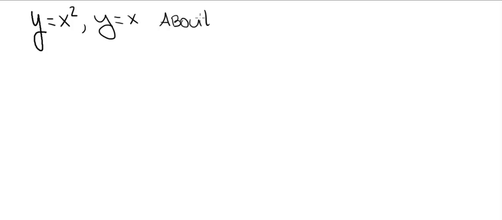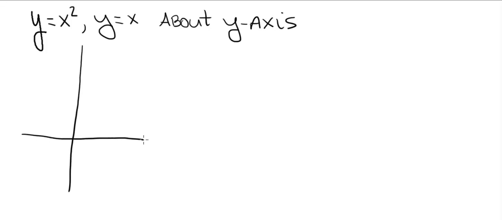Let's find the volume of the solid of revolution obtained by rotating the region bounded by the parabola y equals x squared and the line y equals x. We're going to rotate this region about the y-axis. So to sketch the region, it's not very difficult. It's made up of two of the basic functions.